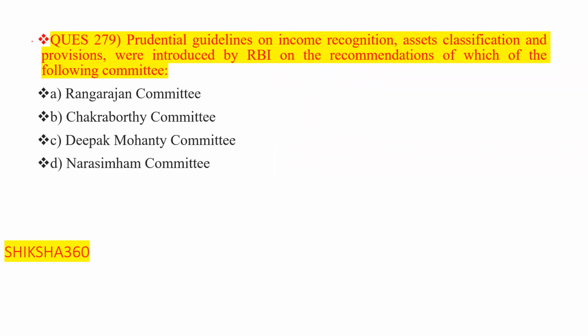Now move to the next question, question number 279. Prudential guidelines on income recognition, asset classification and provisions were introduced by the RBI on the recommendation of which of the following committees?